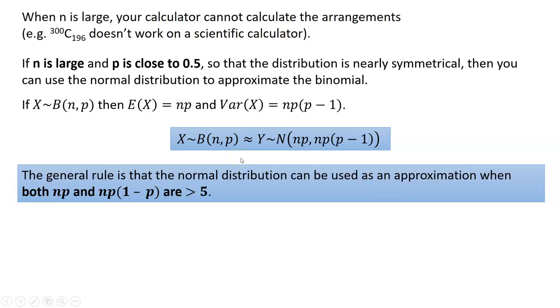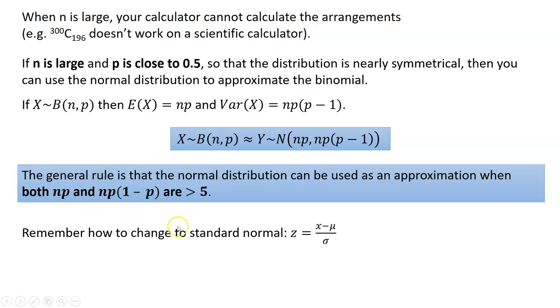The general rule is that the normal distribution can be used as an approximation when both np and np times 1 minus p are greater than 5. And just a quick reminder that we can standardize our data values by taking our data value, subtracting the mean and dividing by the standard deviation.